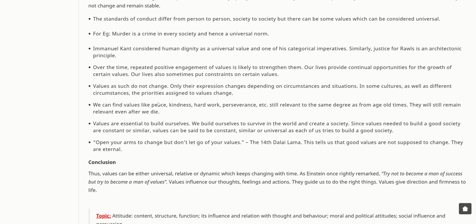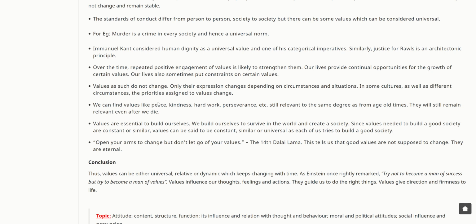We can find values like peace, kindness, hard work, perseverance, etc., still relevant to the same degree as from age-old times. They will still remain relevant even after we die. Values are essential to build ourselves. We build ourselves to survive the world and create a society. Since values needed to build a good society are constant or similar, values can be said to be constant, similar, or universal as each of us tries to build a good society.